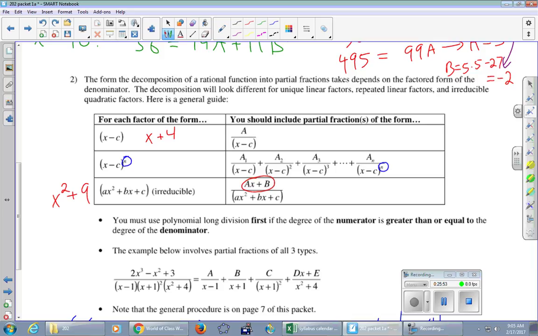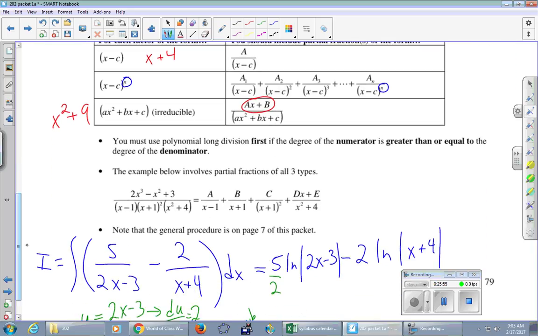I think it'll be more understandable when we look at a concrete example. So take a look at this guy. The numerator makes absolutely no difference. It's the denominator that we focus on. I see x minus 1, I see x plus 1 squared, and I see x squared plus 4. x minus 1 is a single linear factor. It gets a constant on top.